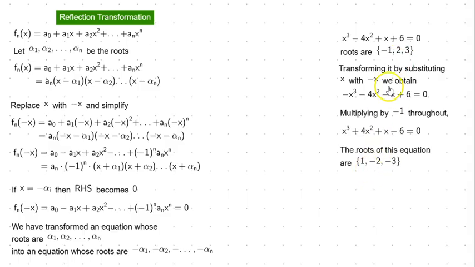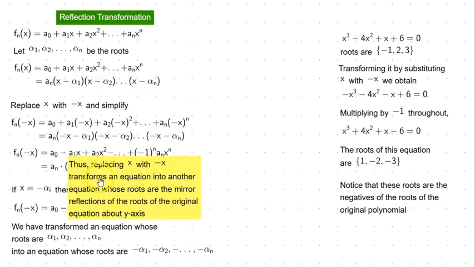So look at the roots. Here it is minus 1, here it is 1; 2, minus 2; 3, minus 3. So we have reflected the equation about the y-axis. Notice that these roots are the negatives of the roots of the original polynomial. Replacing x with minus x transforms an equation into another equation whose roots are the mirror reflections of the roots of the original equation about the y-axis.